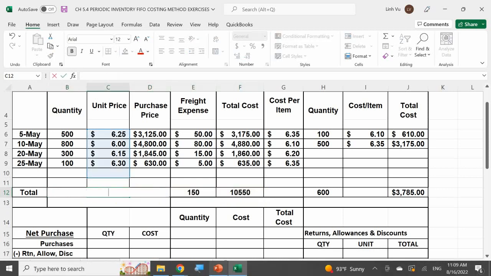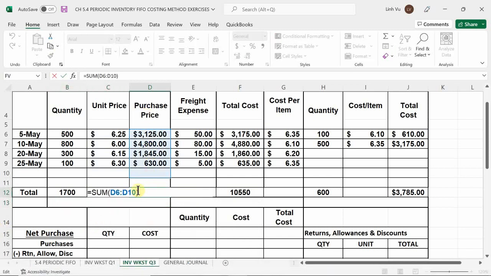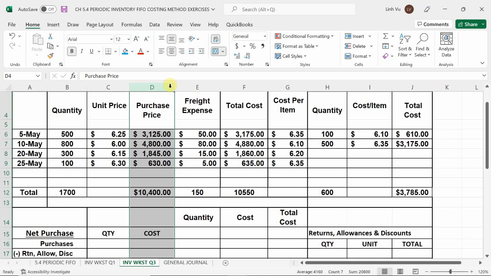So in this case, it has calculated for me what the sum of this entire column is. So I have a grand total of purchase expense, or purchase price, of $10,400. We have an additional $150 worth of freight, bringing you a total cost of $10,550. Okay? No need to do anything else here.